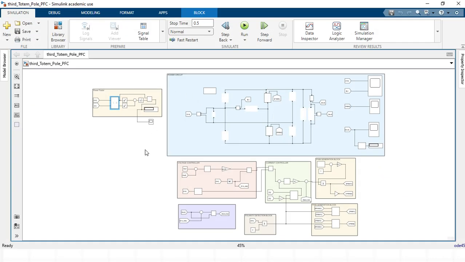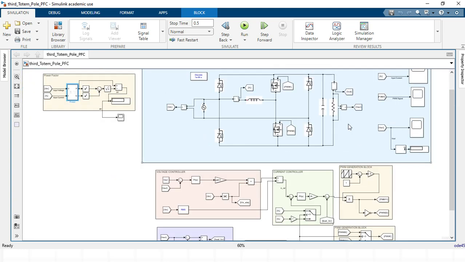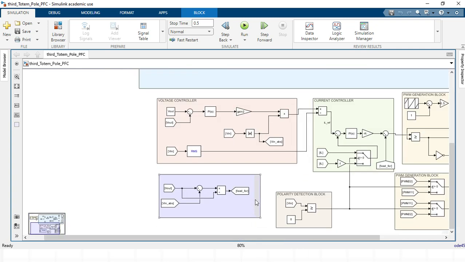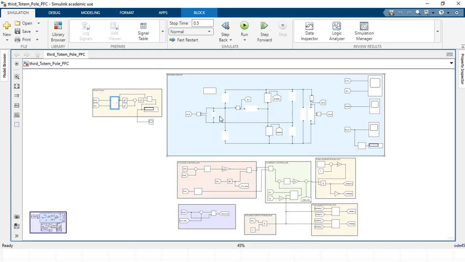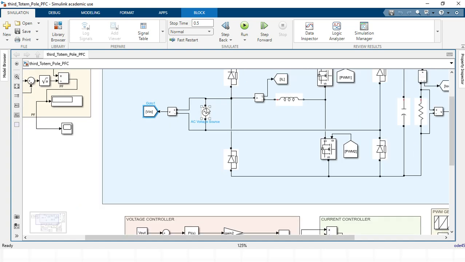So this is the Matlab window. This simulation we have already done. It is the totem pole PFC. If you have been watching my playlist from the past, then you know how to tune the controller for the totem pole PFC. Now, what is my input? The input is my V in, which is AC in nature, and this is my IL, which is again my input current.